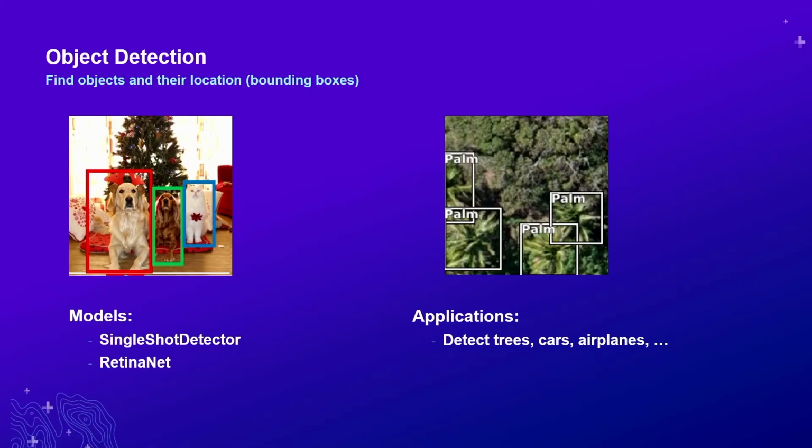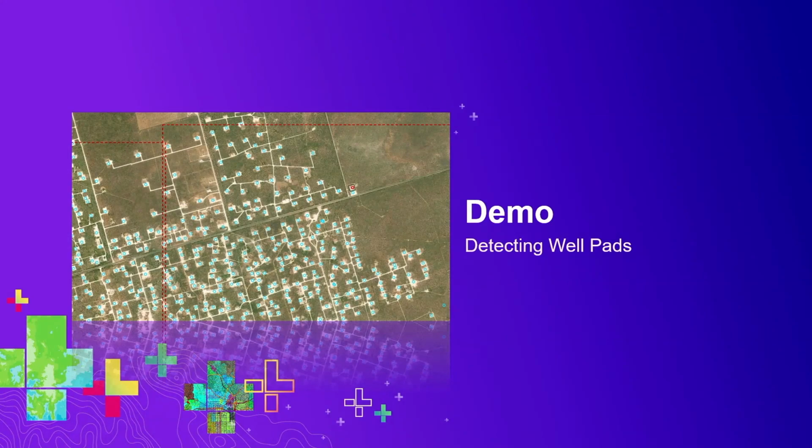So next, I'm going to show you a couple of demonstrations on object detection. There's one I'd already shown you, which was detecting pools. Again, the types of models that we support are single shot detector and RetinaNet. Applications include detecting trees, cars, airplanes, and so on and so forth. In this case, our demonstration is going to be detecting well pads.